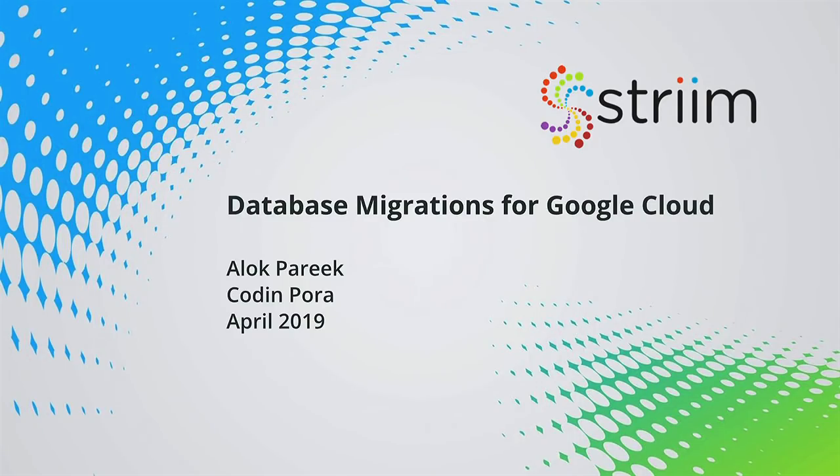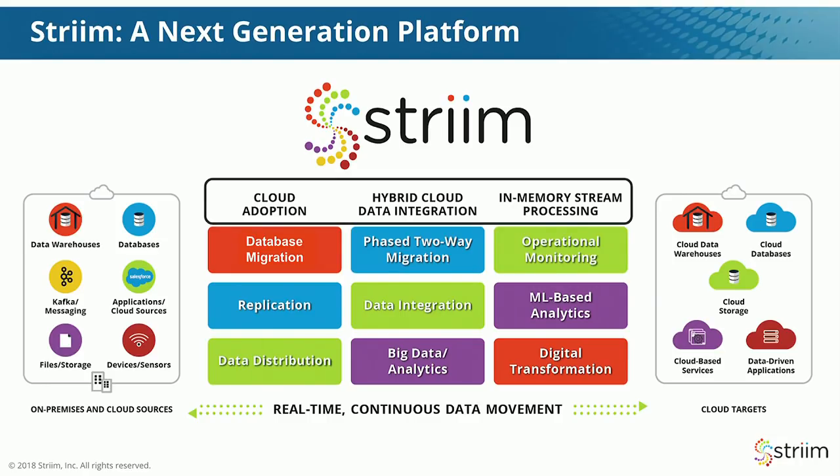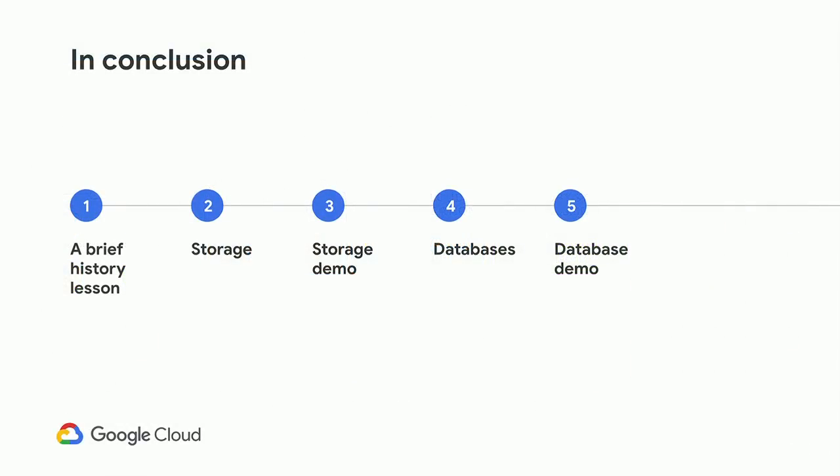So before I get into the demo, just a little bit about Stream. Stream is a next-generation platform that helps in 3 solution categories. Those are cloud adoption, hybrid cloud data integration, and in-memory stream processing. Today, I'm going to be focusing on the cloud adoption, specifically how do we move data into Spanner. So with that, we're going to jump into the demo.